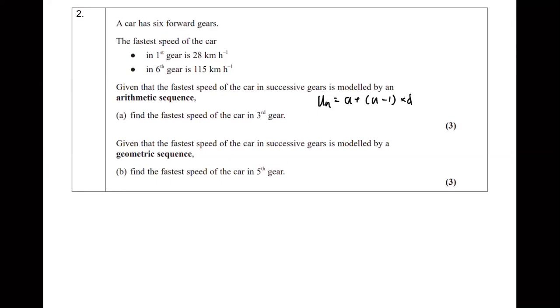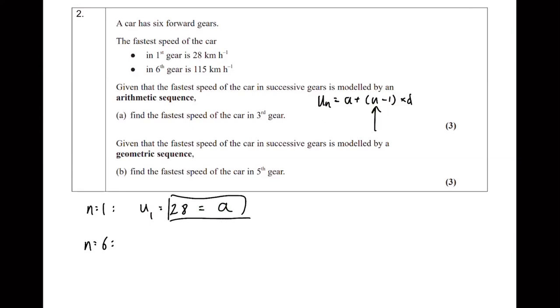So what we know is that n equals 1 means that U1 is equal to 28. But that's really just equal to a, right? If you substitute n with 1, you get 1 minus 1, which becomes 0. 0 times d will give you 0. And a plus 0 is just a. So that's why this is just equal to a. So we found out 28 is equal to a.